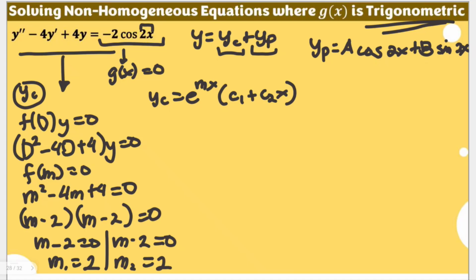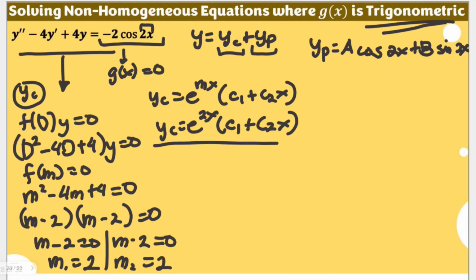That would mean our y sub c is e to the power of your root 2x times c sub 1 plus c sub 2 x. You can also multiply that, but I believe this is already okay. So we'll have it like this as our final solution, our final y sub c rather. Okay, so we are done with y sub c. Let's proceed to our y sub p.